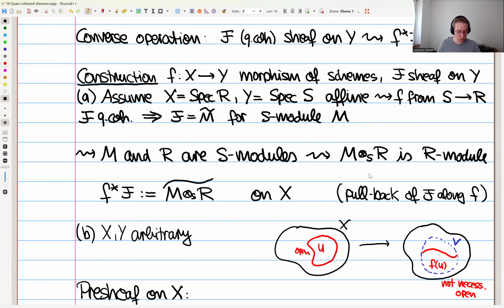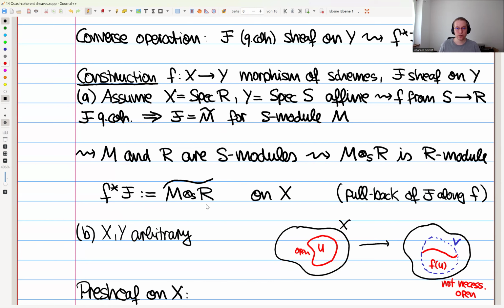And then we get a sheaf by just taking the tilde over it. And this is now a sheaf on X because we had an R-module and X is Spec R. And we can just say, well, we define the pullback of curly F under the map f to be this sheaf. So this is pretty hands-on, and we understand very well what it does on the module level.